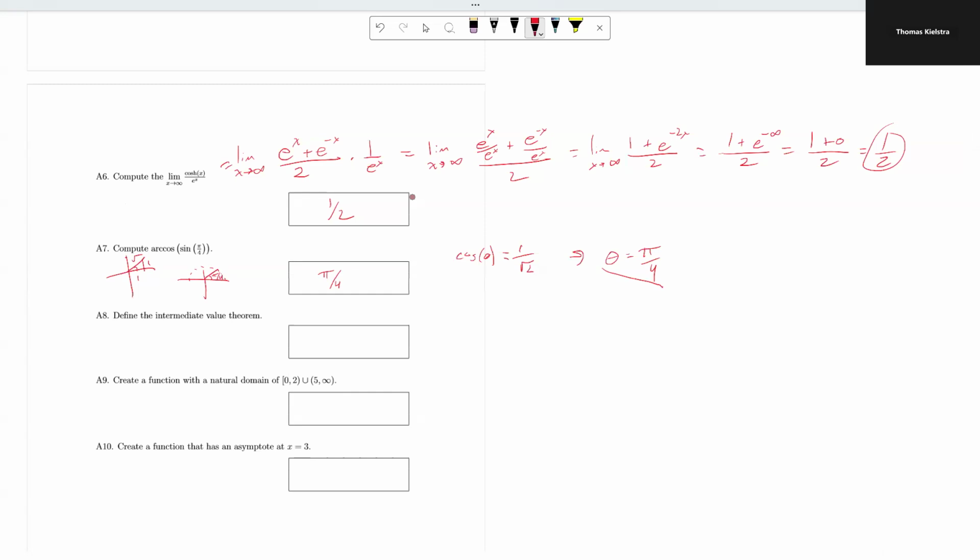Now, define the intermediate value theorem. So the intermediate value theorem, this is a definition question. We don't really expect you to put it all within this box, okay? We expect you to have some space to define what that theorem is.